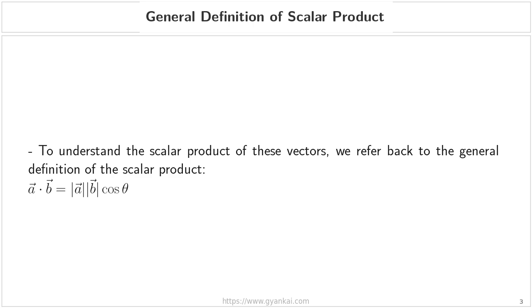Now that we have identified our standard unit vectors, i hat, j hat, and k hat, we need a way to actually calculate their products. To do this, we don't need to learn a brand new rule. Instead, we simply refer back to the general definition of the scalar product that you should already be familiar with.